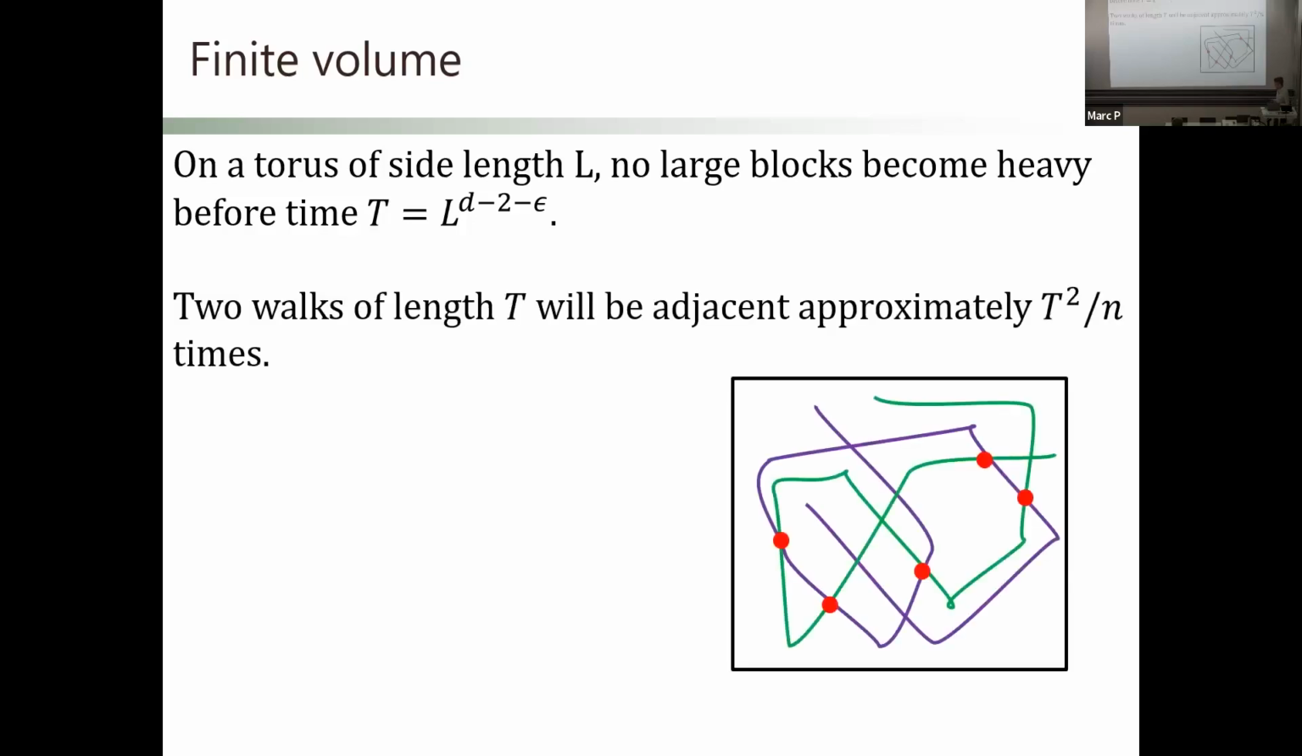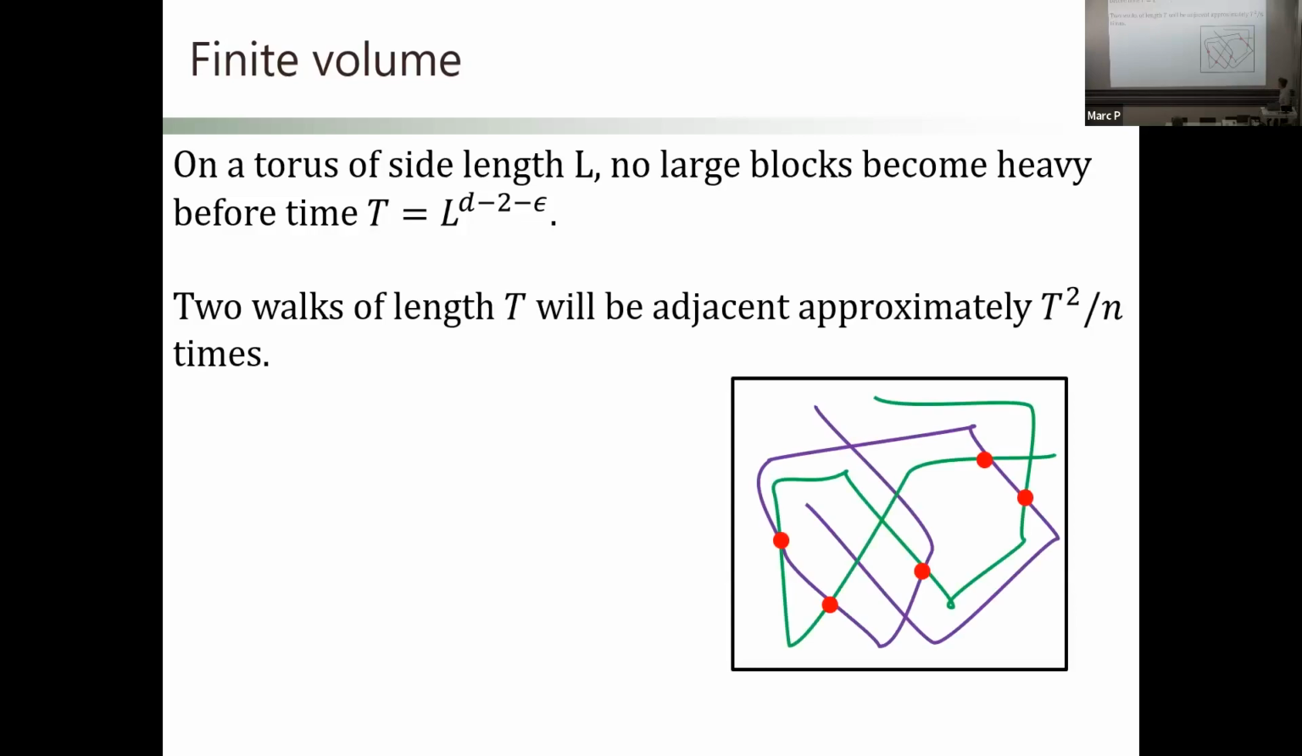The box is side length L. So we could show that there are cycles of length a bit less than L cubed. But we want to show that there's cycles of length L to the 5. So that's not enough. So what we're going to do is look at, say, two paths of this length, say L to the 3 minus epsilon, and look at how much time they're adjacent to each other. So just track them up to that time and look at how many times they get close to each other.